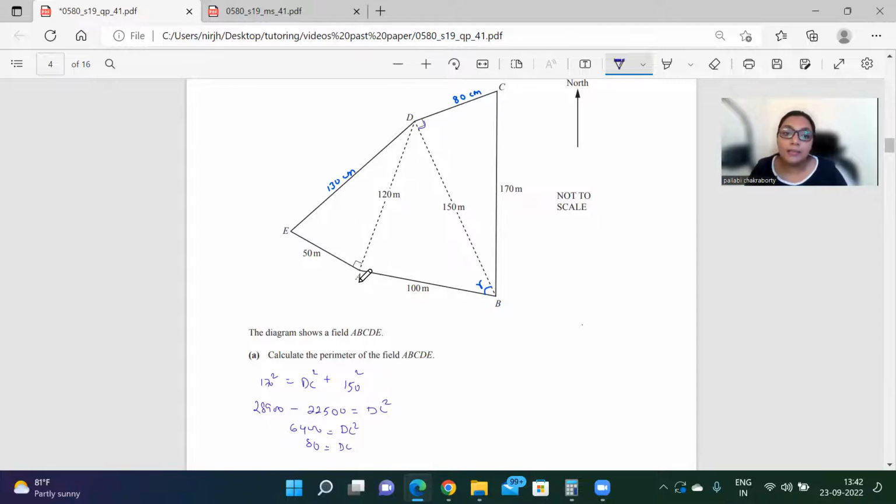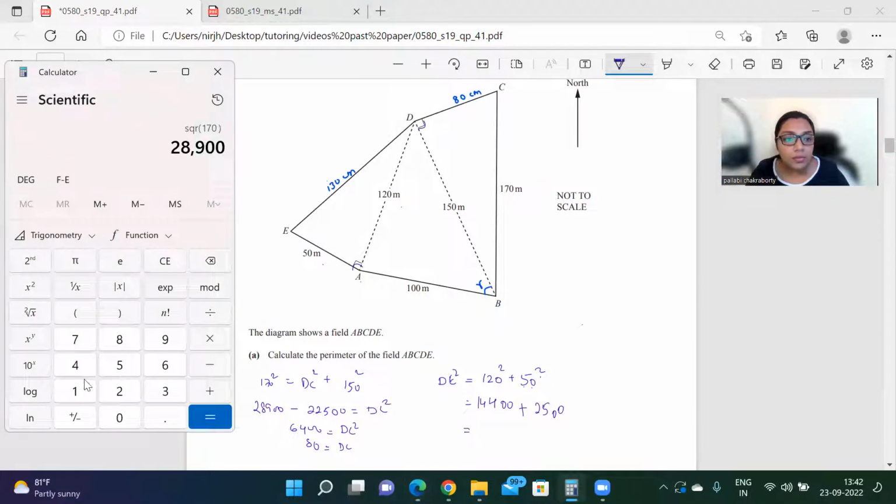Similarly, if you look at the triangle AED, you have this as a right angle. So these are the two sides and this becomes the hypotenuse. So DE becomes the hypotenuse. Again, using Pythagoras theorem, DE square will be equal to 120 square plus 50 square. You have to find the value of DE. So 12 square is 144, and 2 zeros are added because it's 120. Then 5 square is 25, and 2 zeros are added because it's 50.